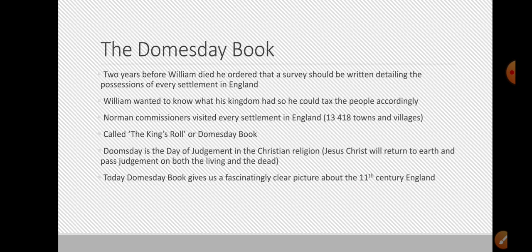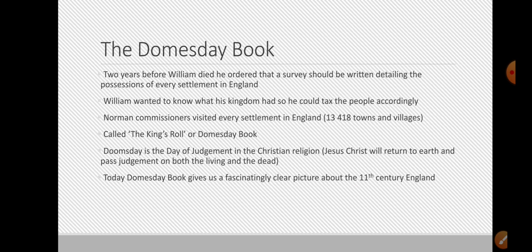All right, so let's talk about the Domesday Book. Two years before William died, he ordered that a survey should be written detailing the possessions of every settlement in England. In itself, it's a wonderful thing, obviously, because it provided us with an amazing insight of what kind of settlements and what kind of things people had at that time, what a village or a town looked like. It gave us excellent details about the English village and towns in the 11th century.